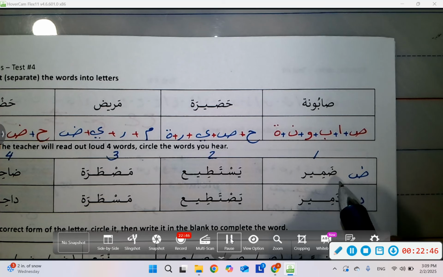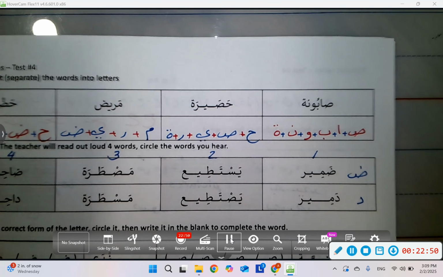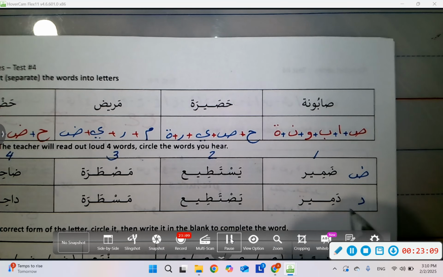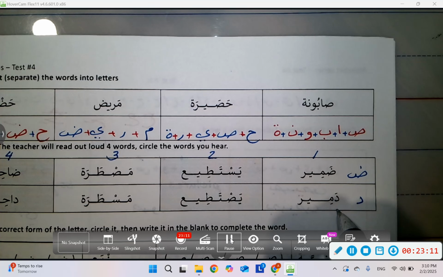And during the lesson, I showed you how you move your tongue behind the upper teeth to produce this sound, dad. You stick the tongue to the top of the mouth, touching the inside of the upper teeth. While the dal, it's lighter. You say it with an open mouth, dal, dal.